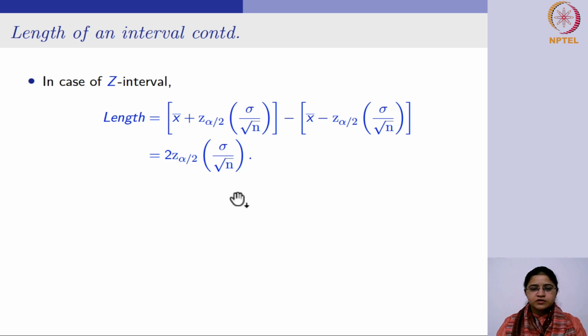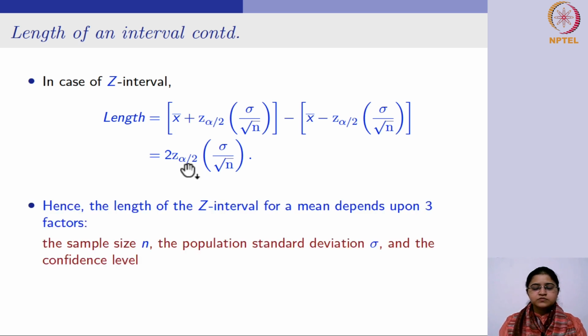So what you see here is that the length of the interval in the case of the z interval depends upon three factors. What are those factors? It depends upon your sample size, your standard deviation, and the confidence level that we have described through z alpha by 2. Okay, so these are the three quantities. Now how does it depend on them? We want the length to be less, right? We don't want such wide intervals that the interpretation becomes vague.